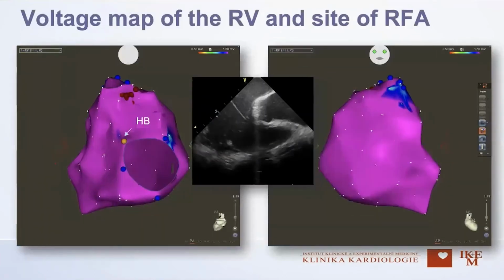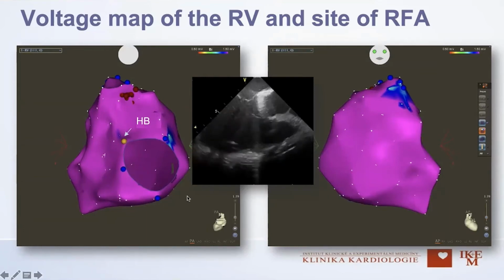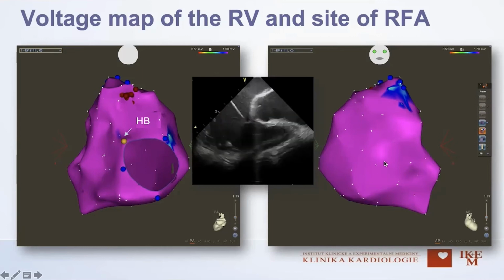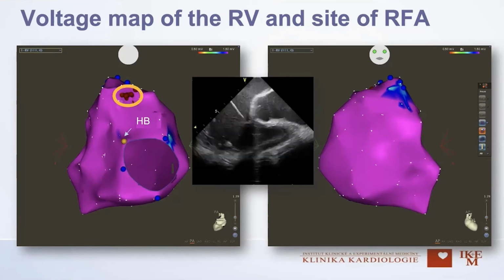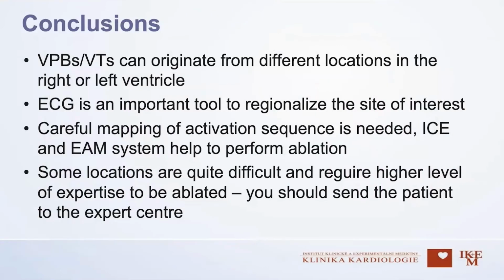The patient is now more than 2 years without any arrhythmia. She became pregnant right now. And you see the voltage map is pretty normal. There is even in unipolar map, there is no low voltage area. This is the area view. And you see here the focus was in posterior part of the right outflow tract. So this was my last case and last advice.